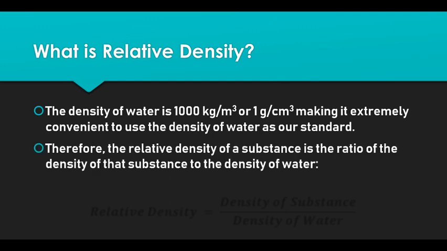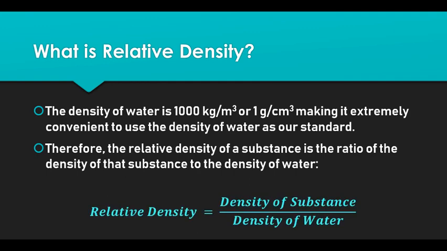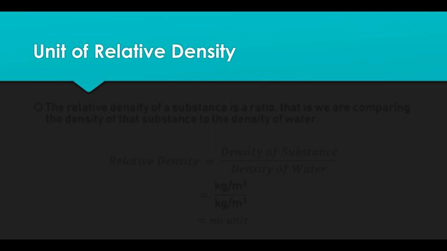So we can say that the relative density of a substance is the ratio of the density of that substance to the density of water. And we can actually develop an equation for relative density where we say that relative density is equal to the density of the substance divided by the density of water. So okay, let's talk about the unit of relative density.